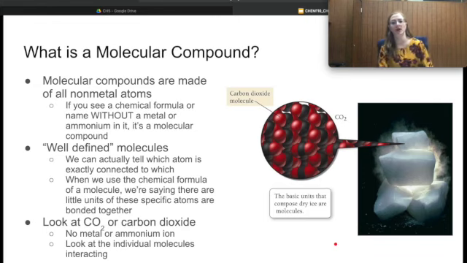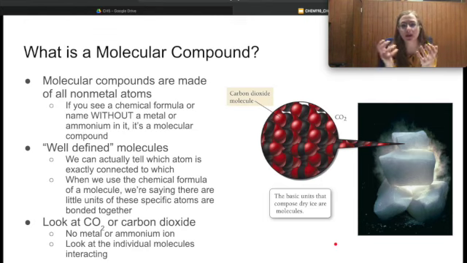So what is a molecular compound? Molecular compounds are made of all nonmetals, okay? When we were looking before, we were looking for metal cations to indicate that we had an ionic compound. However, if you see a chemical formula that has no metal cation and doesn't have that ammonium ion, it's a molecular compound. So it's basically anything except for metals and ammonium. Not bad, pretty easy to identify.